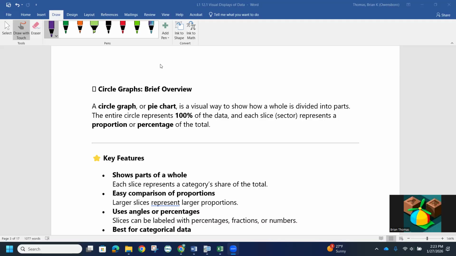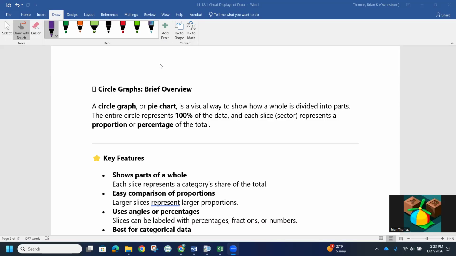Circle graphs are next on our agenda here. A lot of times we just call these pie charts. It's a visual way to show how a whole is divided into parts. The entire circle represents 100% of the data, and each slice or sector represents a proportion or percentage of the total. A lot of times, we use these for budgeting and things like that.